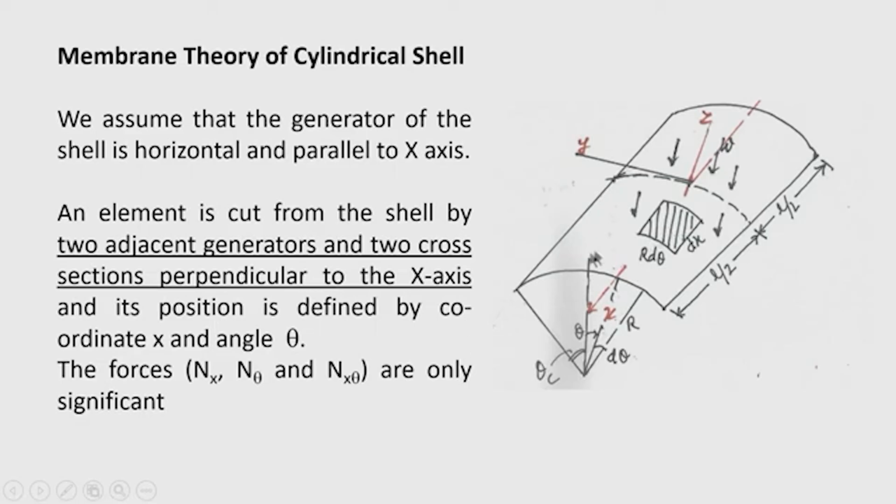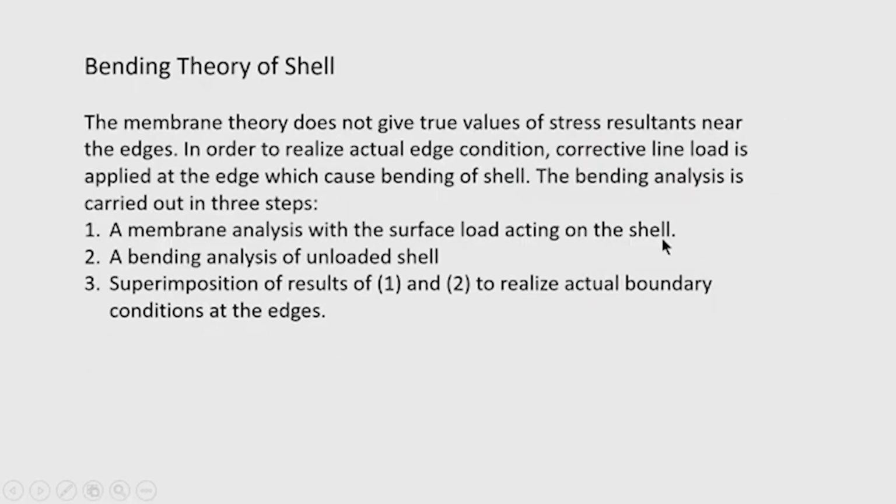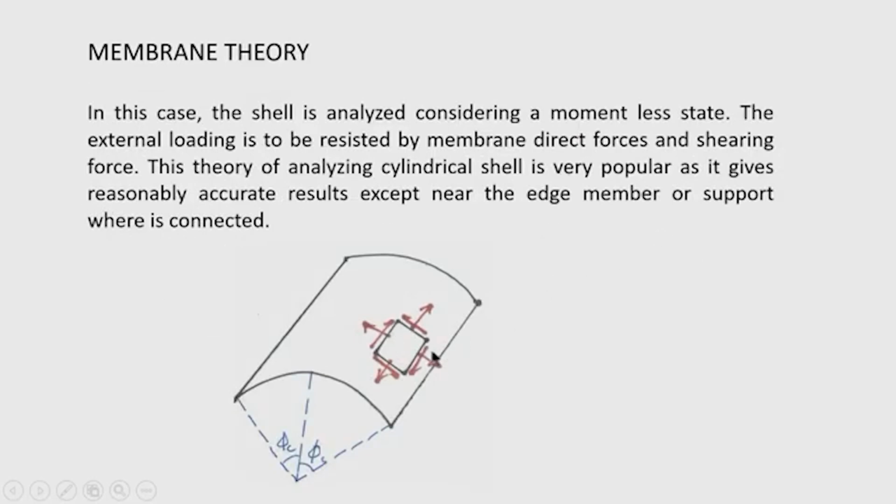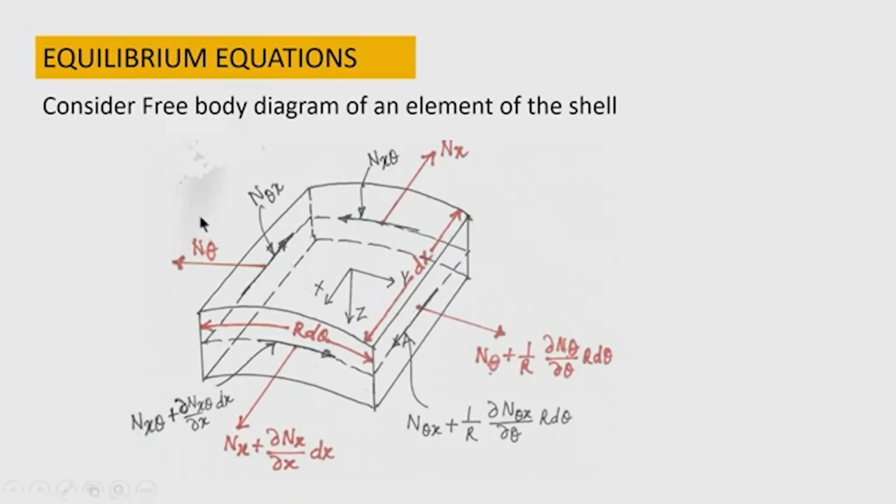So, the forces that will be considered on the element to resist the externally applied load are n x, n theta and n x theta. N x is the membrane force along the longitudinal direction, n theta is the force in the circumferential direction, and n x theta is the membrane shearing force that I have shown in my earlier slide. And this is n x directed towards the x axis and this is n theta.